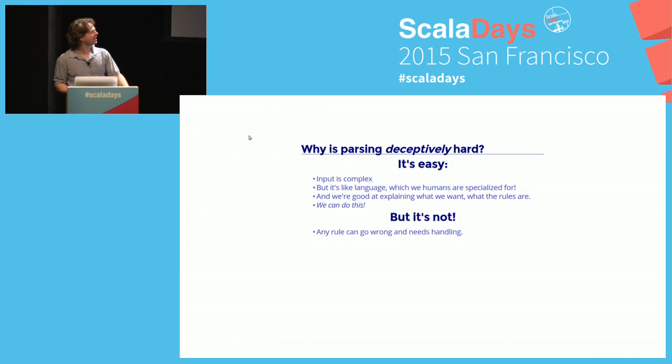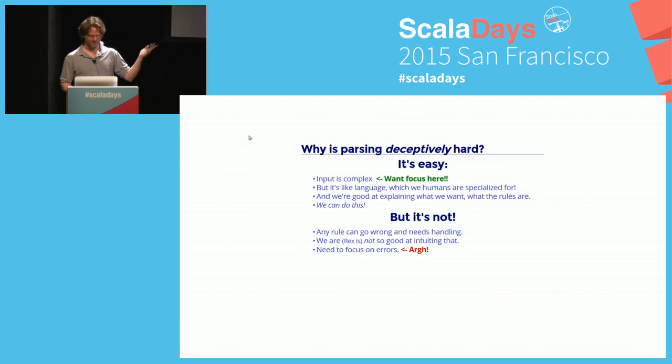The problem is that any rule can go wrong, and it needs handling of some sort, or you're going to get garbage and not even know it. And we're not so good, or at least I'm not so good, at intuiting how to get all of those errors through in a smooth, effortless, fast way. So the hard part about parsing is you need to focus on errors. And that's not where you want to focus. You want to focus on the complex input, which is hopefully not that complex, right? I'm talking about parsing tasks which aren't really difficult, like where you've got this big grammar and you're trying to wrap your head around whether it's even unambiguous how to parse this thing, et cetera.